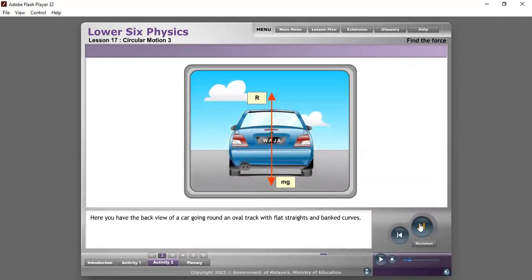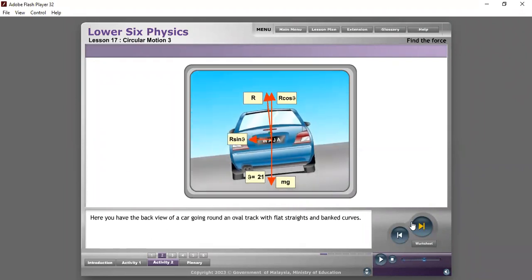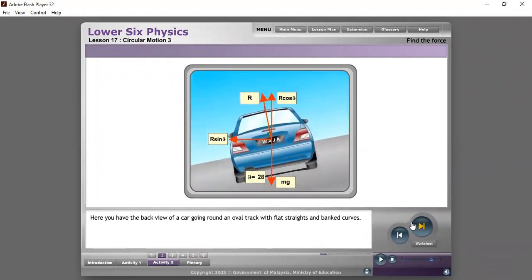Here, you have the back view of a car going round an oval track with flat straights and banked curves.